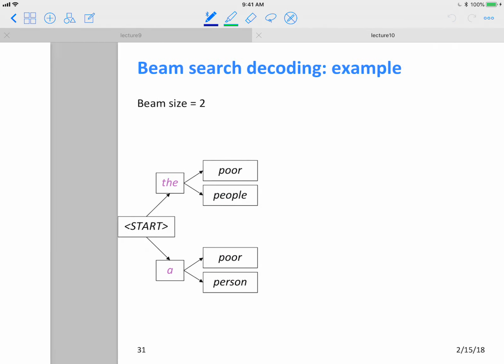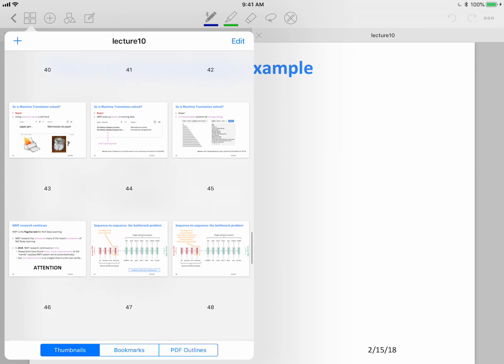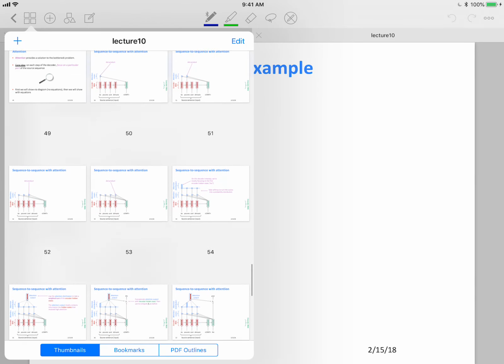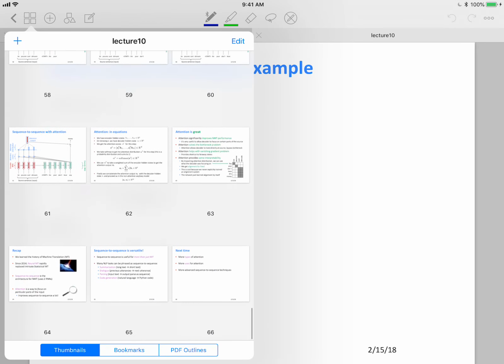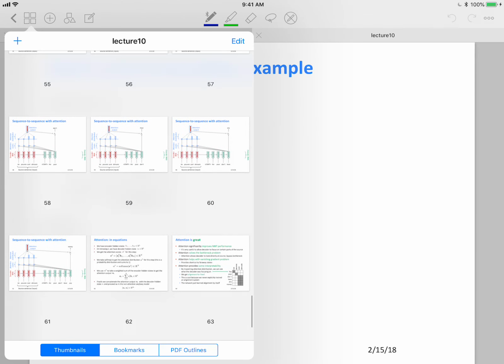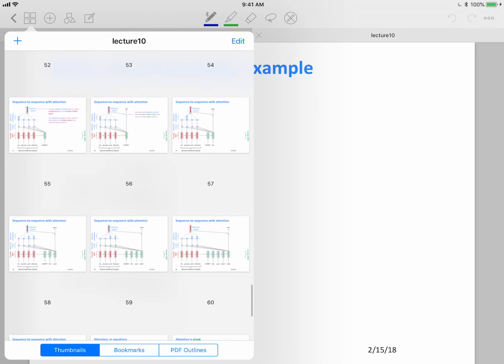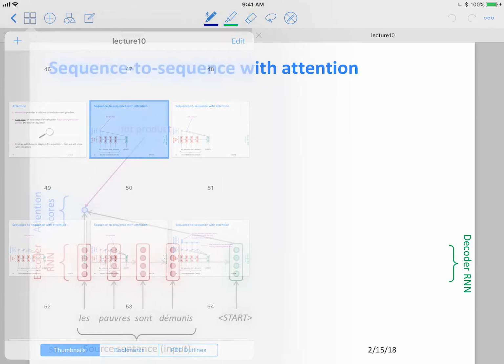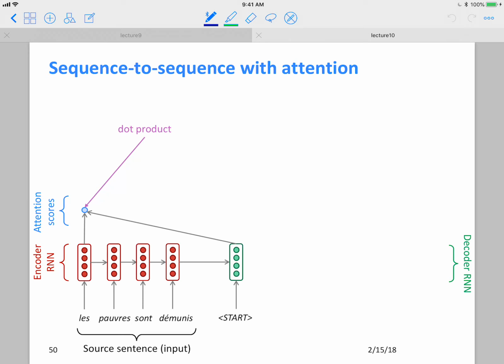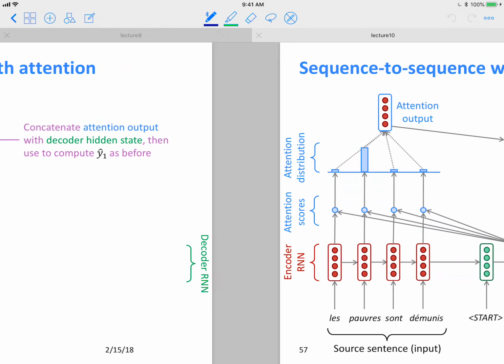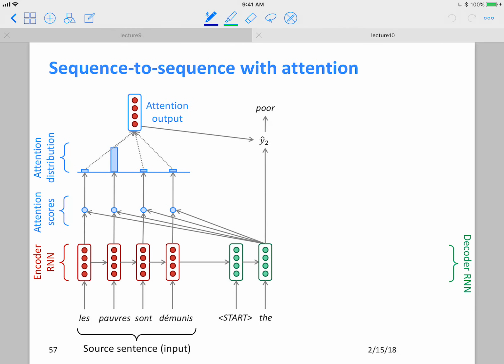So that was about beam search. Any questions? Okay, and then let's discuss the different attention mechanisms.